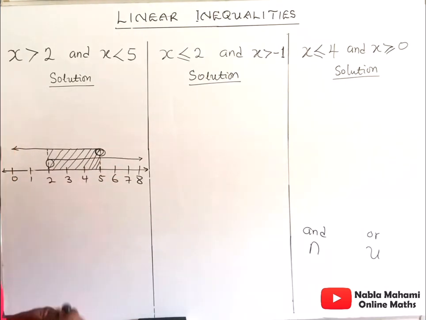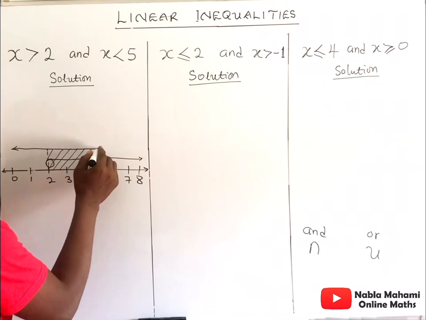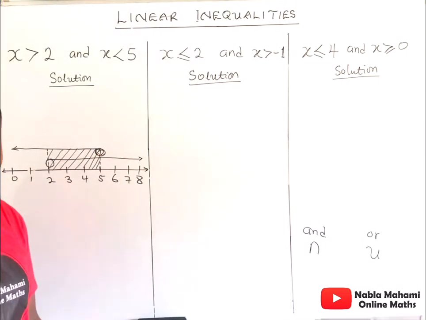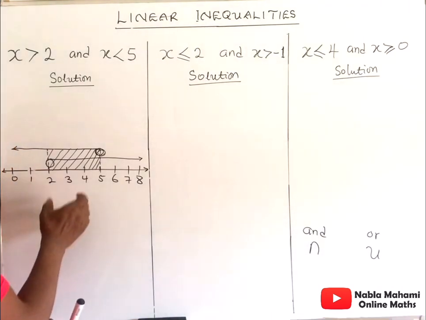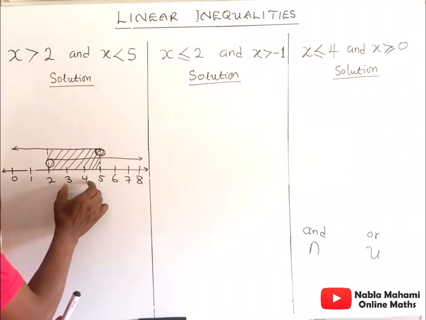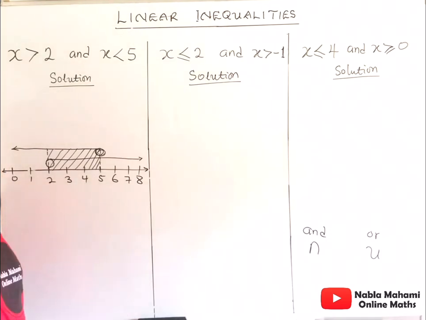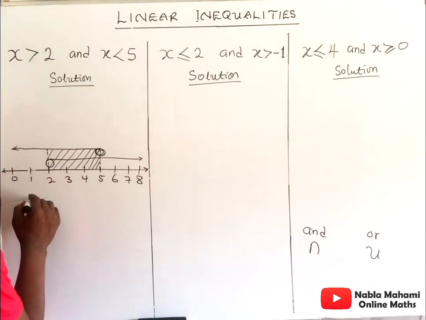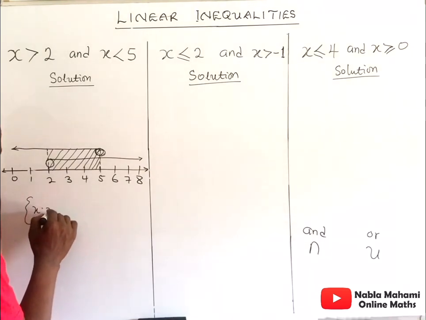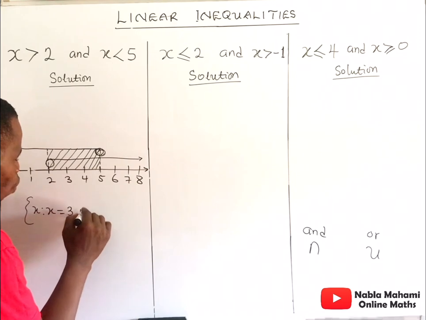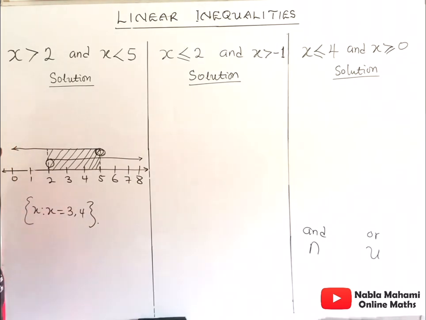So now, since this circle is open and this one is also open, it means that 2 and 5 are not included. They are excluded. So we'll now pick the numbers between these numbers, that is 2 and 5. And you can see that we have 3 and 4 inside. So I can now say that x is such that x is equal to 3, 4. So this is how we find the solution of compound inequalities.